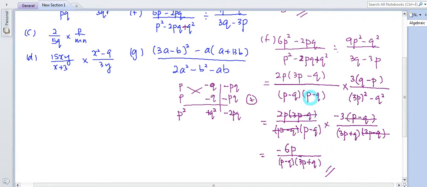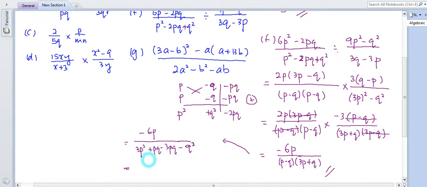Okay, we try to expand it and see. So here we get negative 6p. If you expand it, you will get this. So it's 3p squared plus pq minus 3pq plus minus q squared.